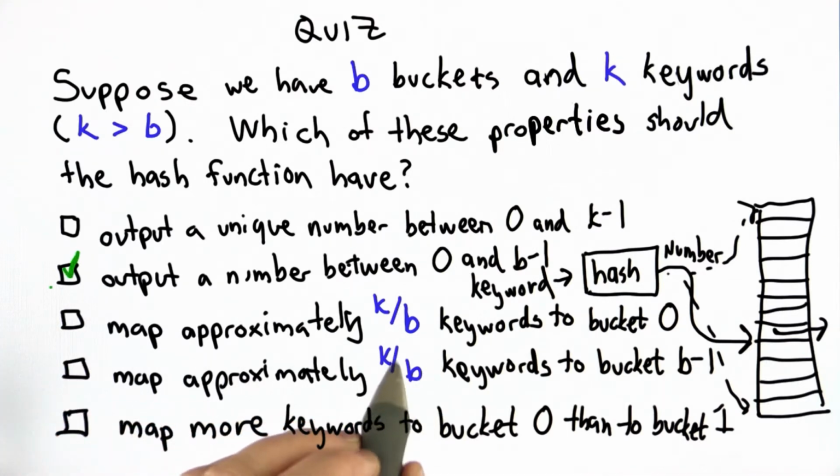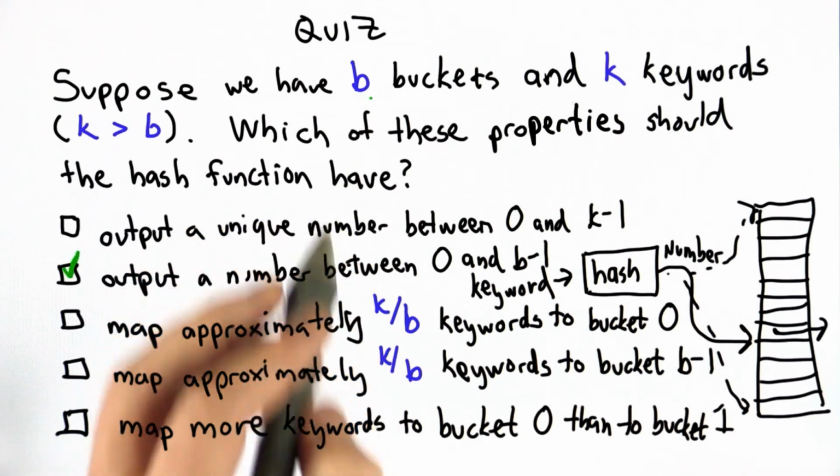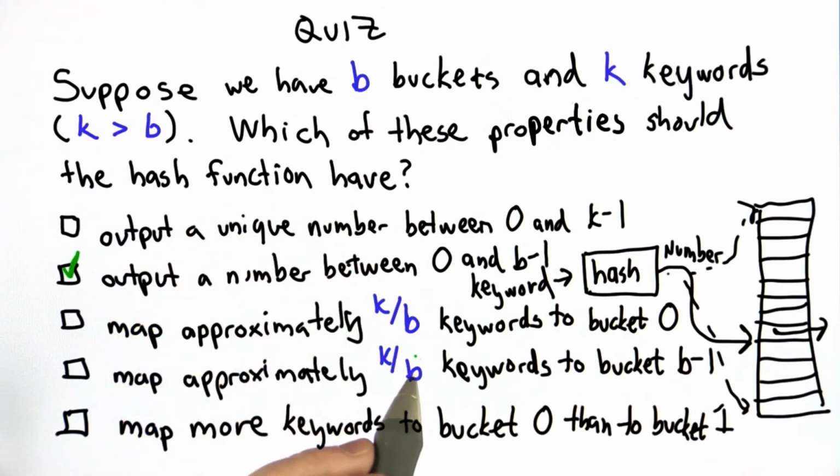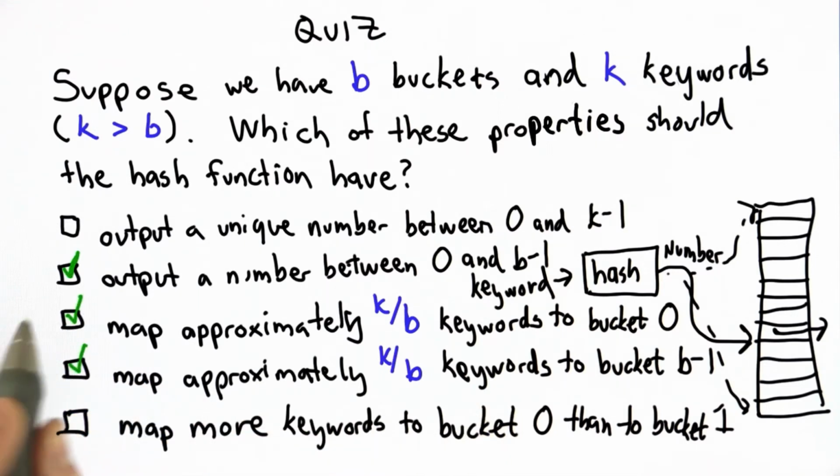The third and the fourth properties say that we want the number of keywords in each bucket to be approximately the same. So if there are k keywords and we're fitting them into b buckets, and we want the buckets to be approximately the same size, then each bucket should have approximately k divided by b keywords. So both the third and the fourth property are true.